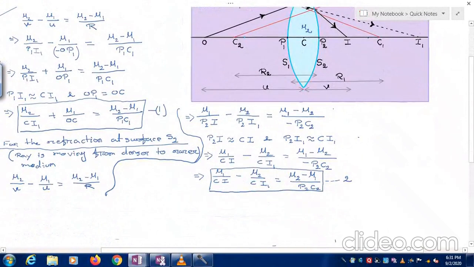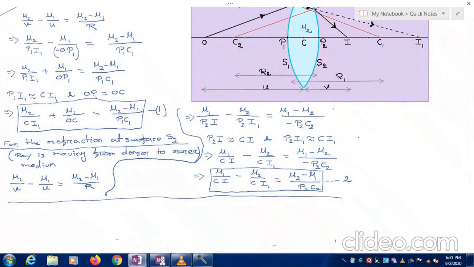Now let us add equations 1 and 2. We are adding equations 1 and 2 because we want to cancel the term Ci1, because I1 is a virtual point, as it has no real existence. So we want to cancel out this term. That's why we are adding equations 1 and 2 here.